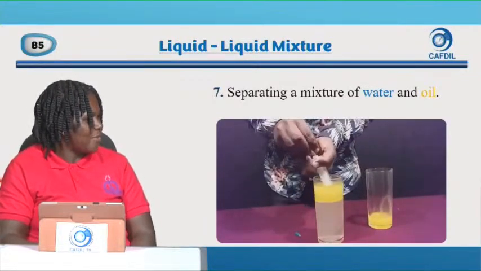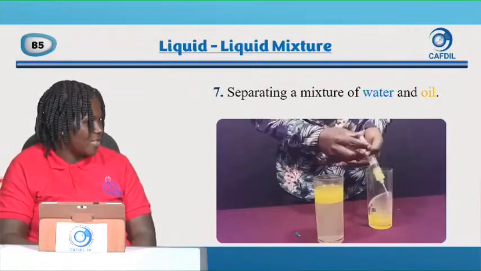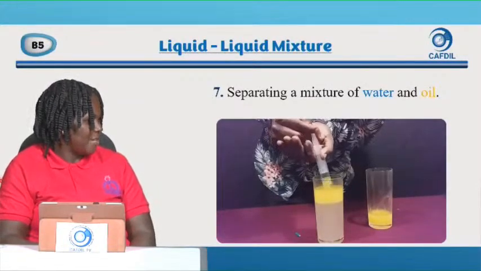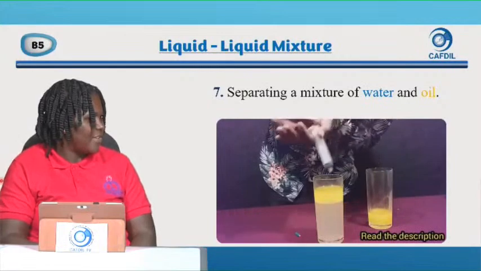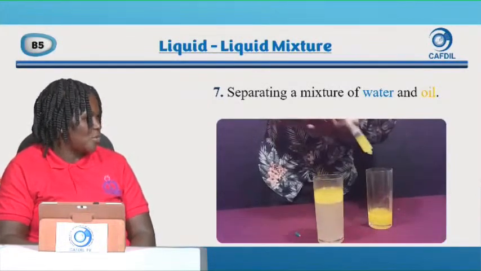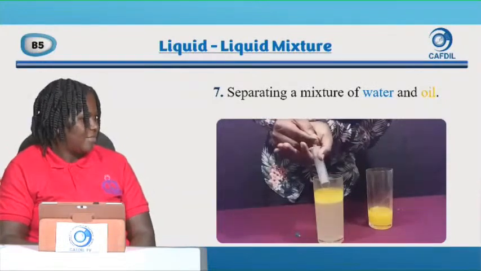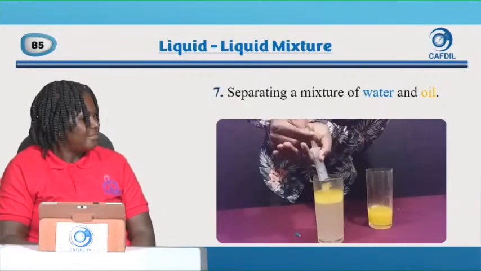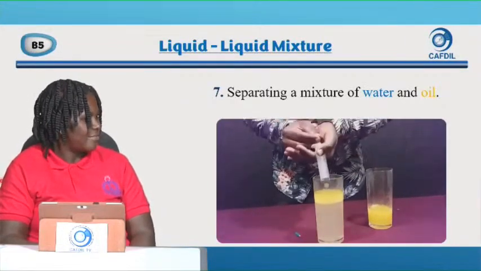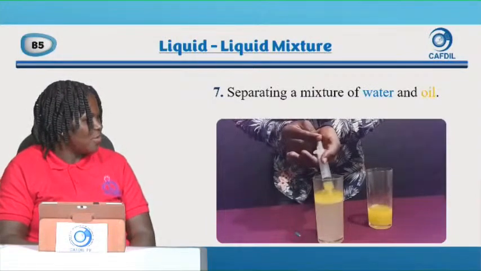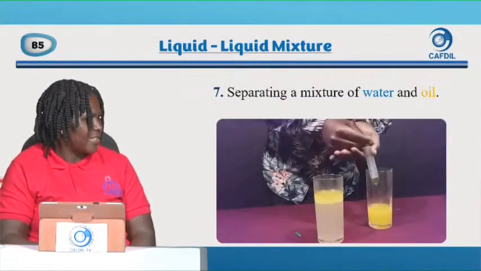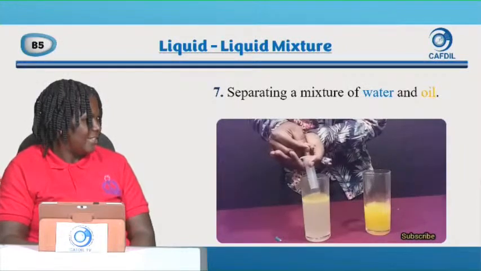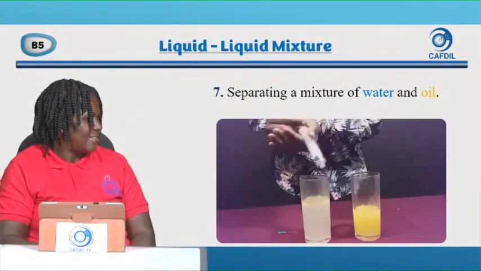After this, you can also perform the same experiment in your house. Now the syringe is used in place of the separating funnel. The separating funnel is very expensive and most of the schools don't have it. It's only the secondary schools that have it. For the primary, some of them have, but because it's expensive, they don't. You can use the syringe to do it. So let's look at how it is being done. Look at it.